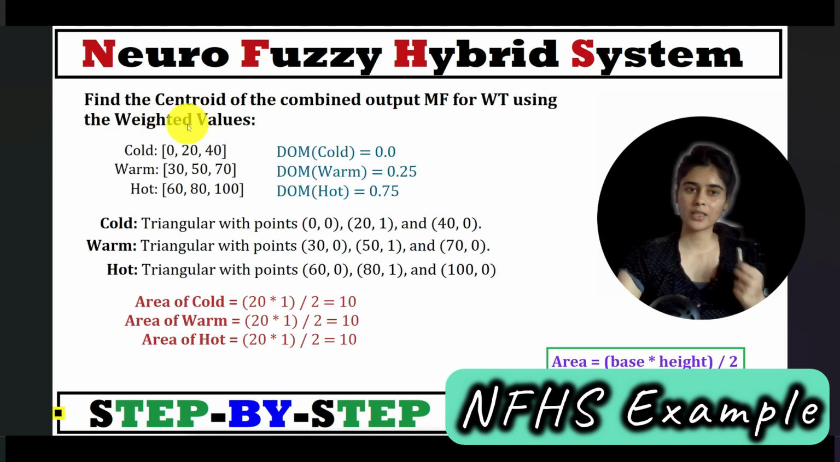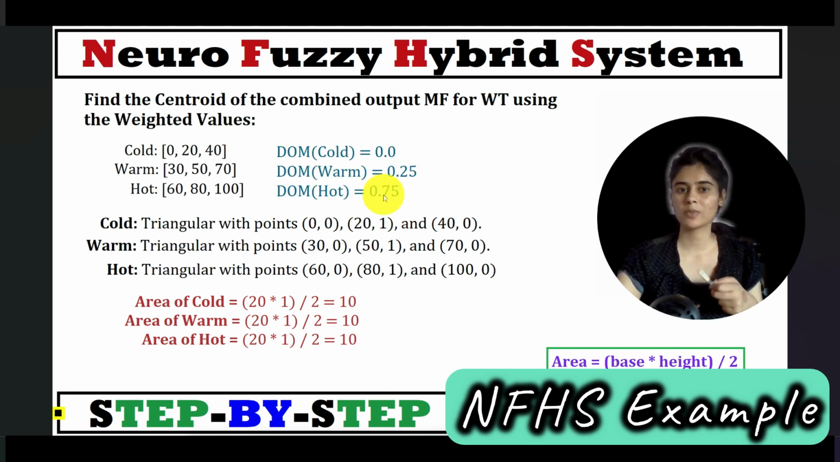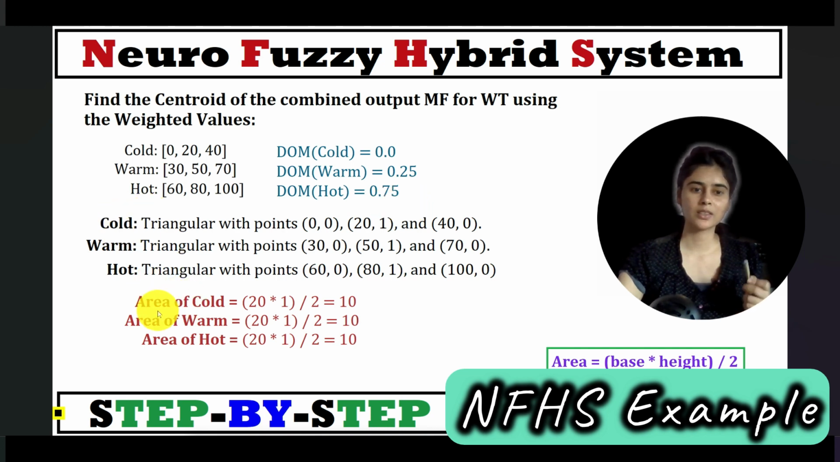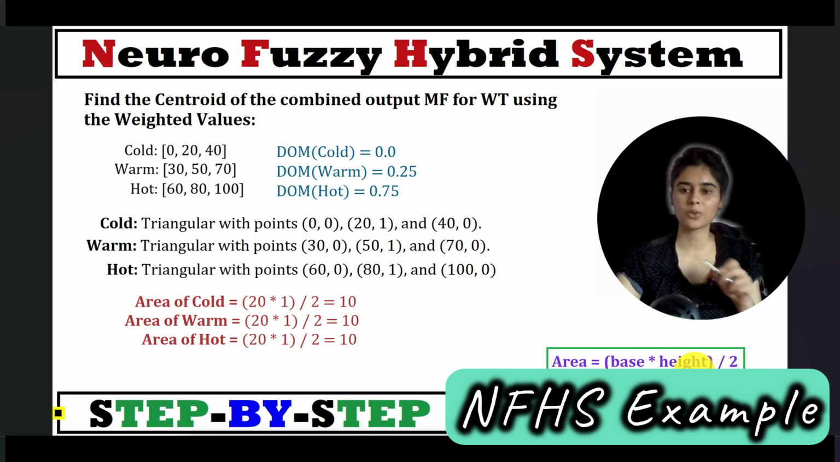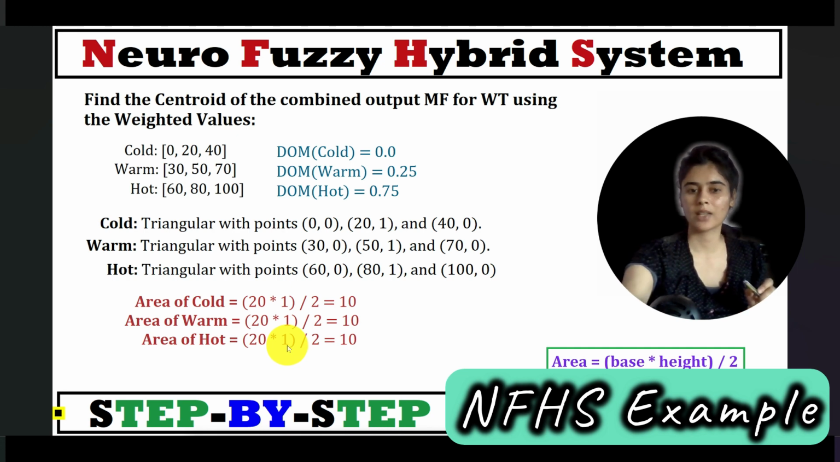Now, using weighted values, we will find the centroid of the combined output membership function for the water temperature. For water temperature we have three values: cold, warm and hot, and you can see the degree of membership we calculated for each value. For cold 0.0, warm 0.25, hot 0.75. So now we calculate the area of cold: base times height divided by 2. The base is 20, the height is 1, divided by 2. Here you can see. Next, we calculate the areas for warm and hot.